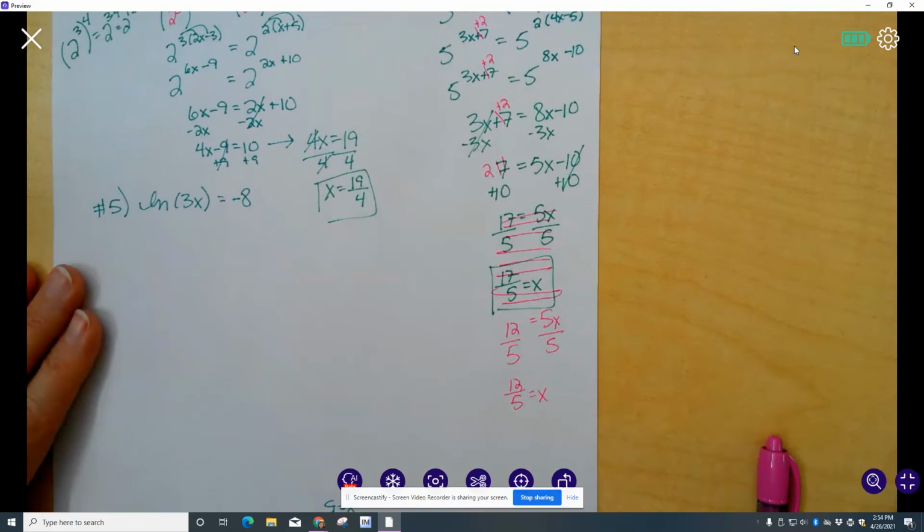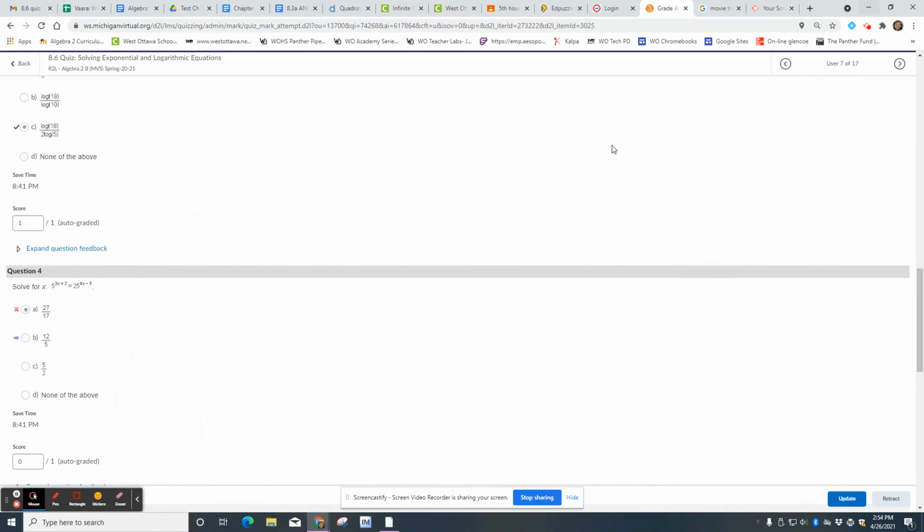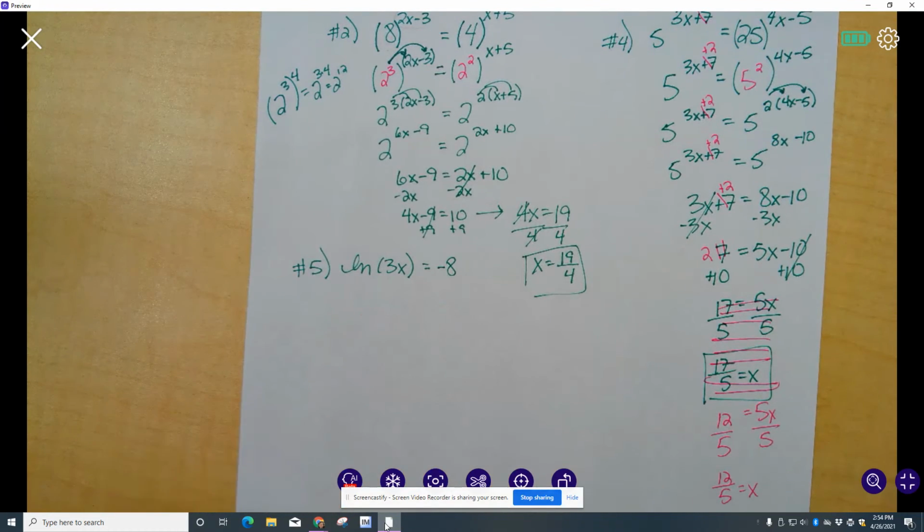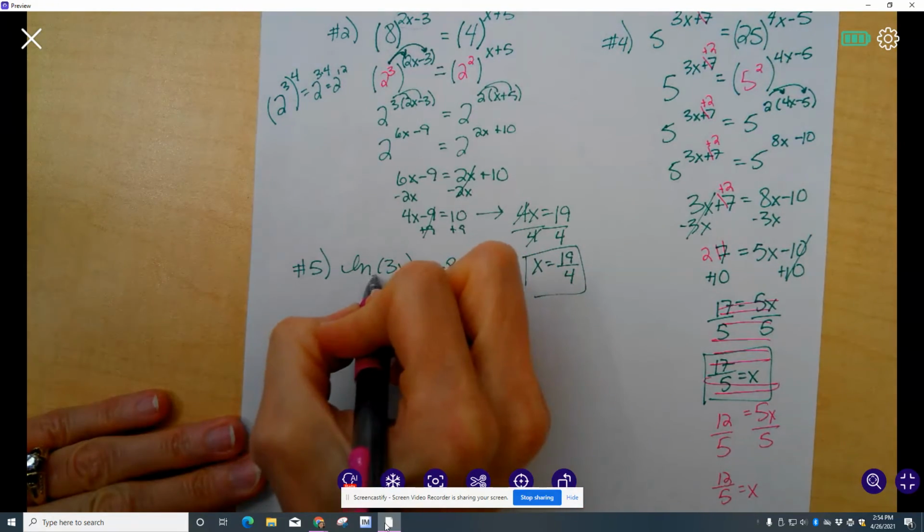All right, now let's check that. There we go, 12 over 5. Okay, and then the last one you got wrong is completely different. So this is a log. You're solving a log. Remember, natural log is kind of a special log. It's a log with a base e.